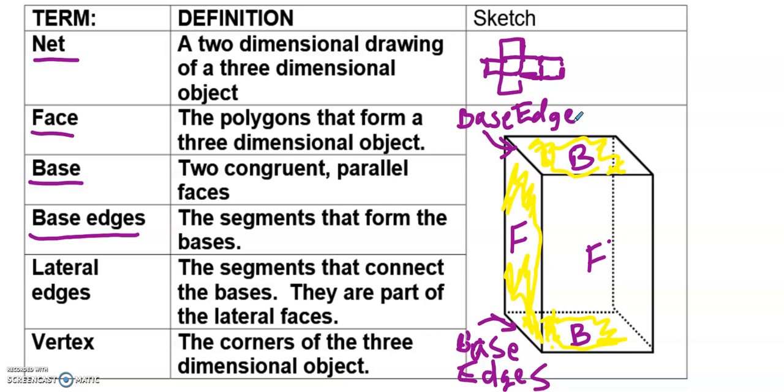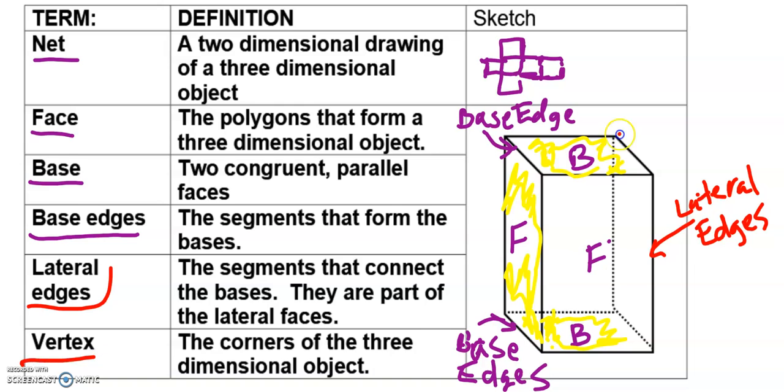The next thing we're going to talk about is going to be the lateral edges. The lateral edges are the sides. They go right next to the faces. These guys right here are the lateral edges. So those are the lateral edges, and then the final part of this is the vertex. And the vertex are just the corners. It's all the corners. So those are the vertexes.